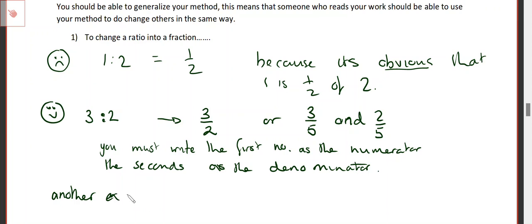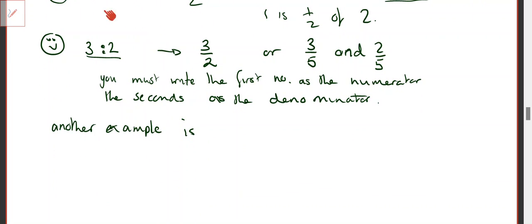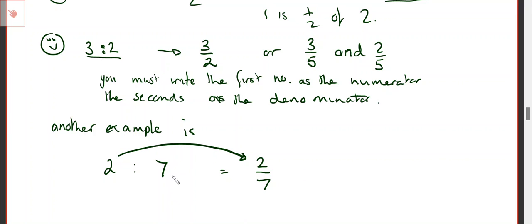Another example. There's one example, give me another example. No, a different question to verify that I'm doing it the same way. So how about writing 2 to 7 is 2 over 7. Okay, and I can even then show, if I'm not very good with my words, I can even just show how it makes sense.